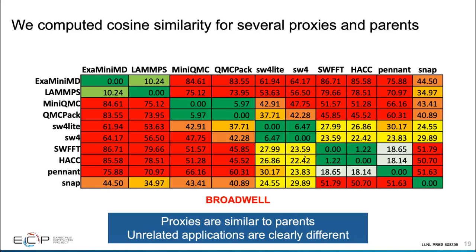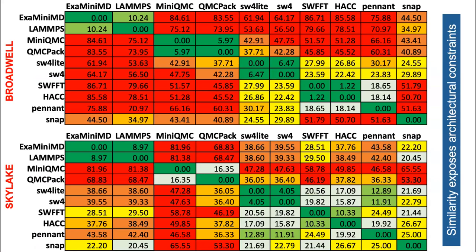Now, we also did the same set of comparisons on the Skylake platform. And the first thing that we find interesting is that you don't get the same answers on Skylake as you get on Broadwell. We see a lot of the same trends. Again, the diagonal is what we expect, with good representativeness of proxies to parents. But we also see that on the Skylake platform, there seems to be a lot more similarity between applications, especially over on the right-hand side of the table.